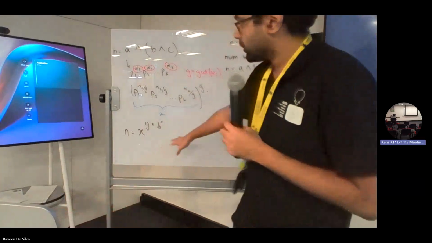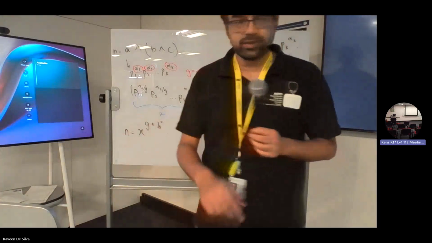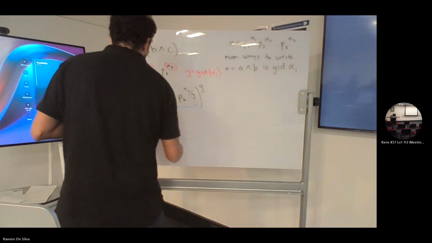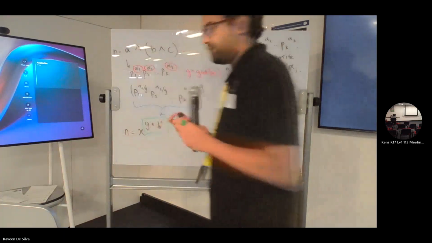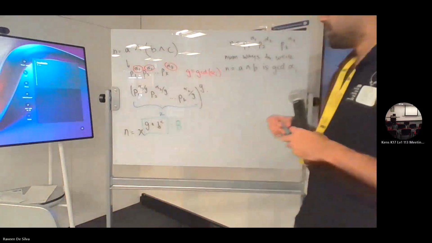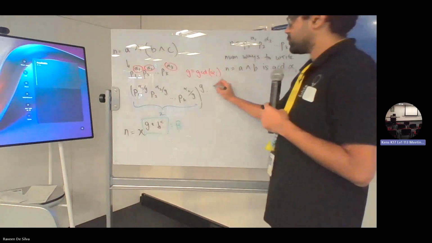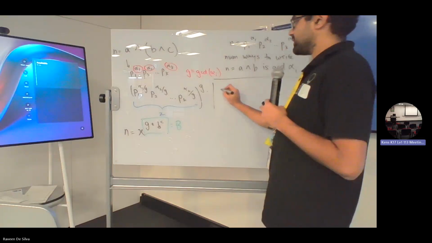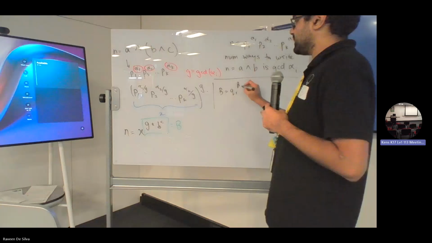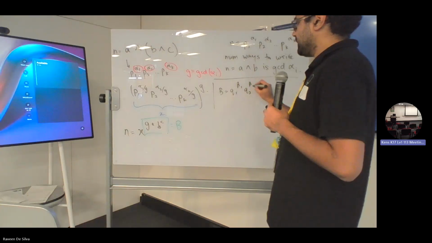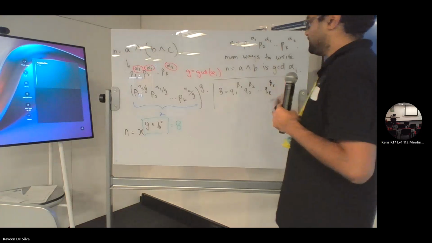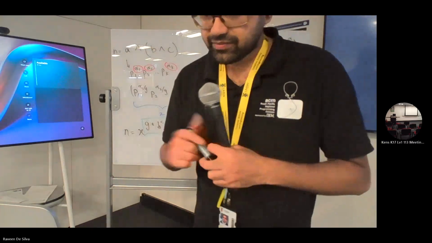Cool. For now, we are not going to worry about x. We're going to work on the exponent, which we are going to call capital B. Now, suppose we knew capital B's prime factorization. So say we had capital B was q1 to the beta 1, q2 to the beta 2, etc., up to qL to the beta L.